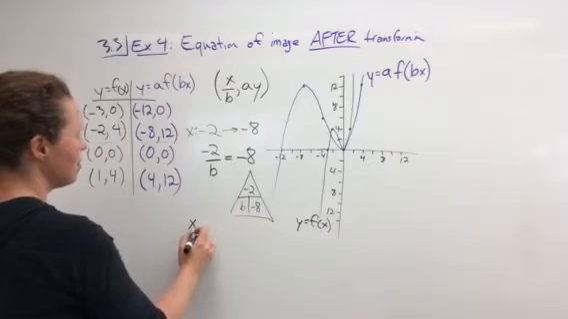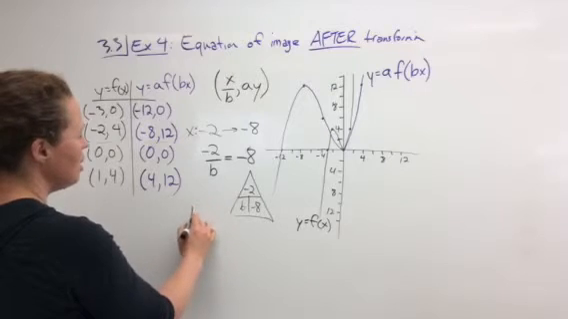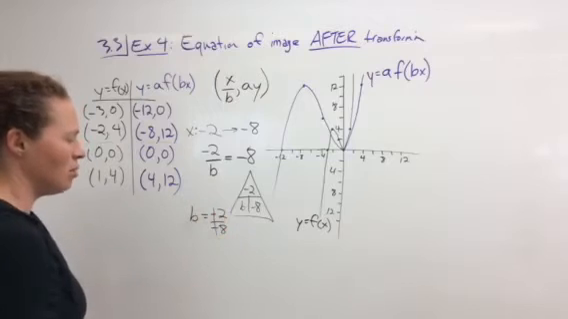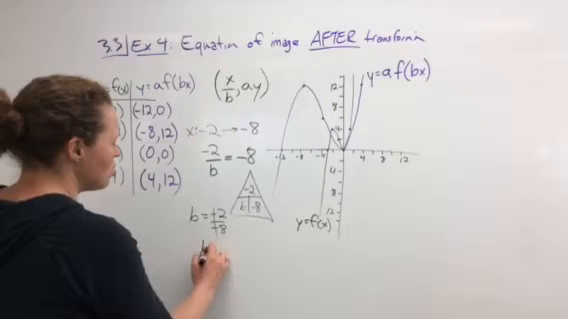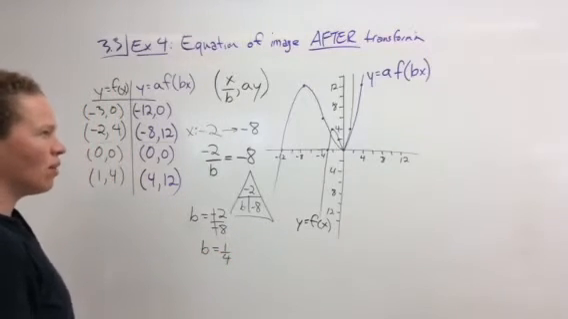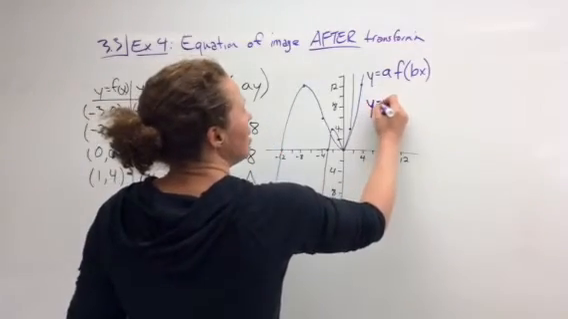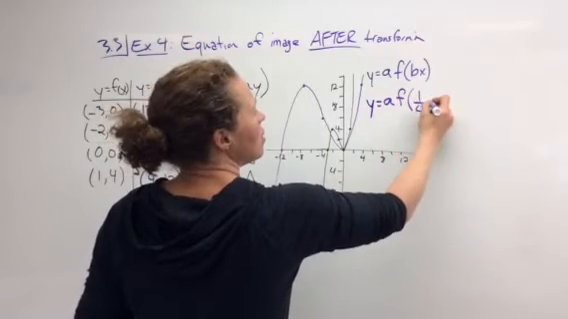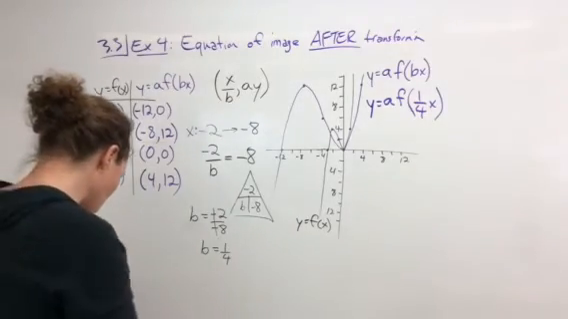So b equals -2 divided by -8. Well, a negative divided by a negative is a positive, 2 divided by 8 is 1/4. So b must be 1/4. So I can put in my formula over there, y equals a, I don't know what that is yet, but I just figured out that 1/4 is the b. That's where that goes. So we're partway there already.